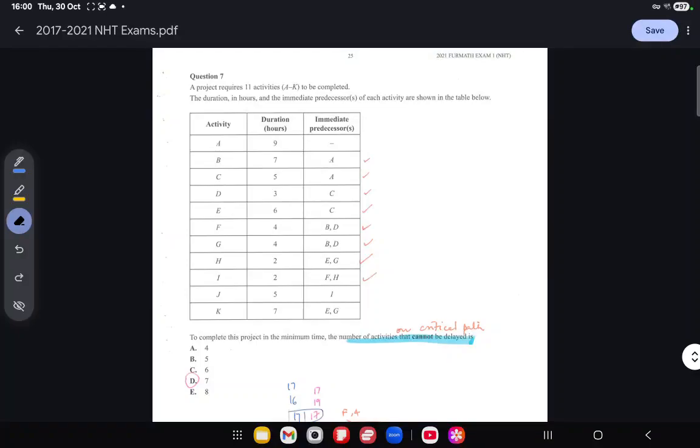Question in the NHT paper of 2021 exam 1 gave us an activity table with duration and immediate predecessors, and the question was to find the number of activities that cannot be delayed. Now, knowing our theory, obviously the activities that cannot be delayed are the ones that are on the critical path. So the easiest way to address this question is to actually draw the network diagram, which often students find difficult, but there are a few things that you could do that would enable you to draw it more easily.